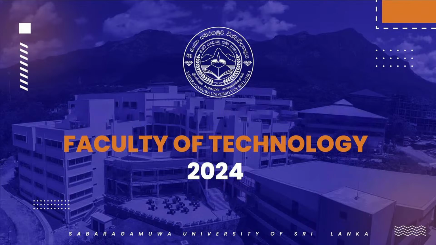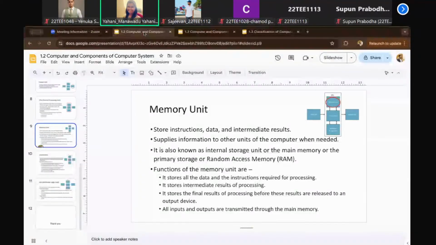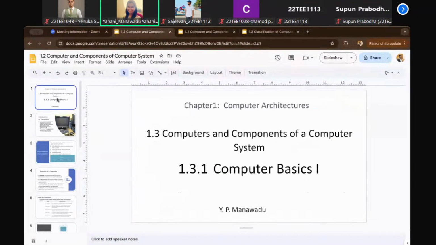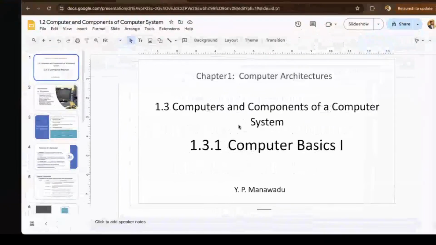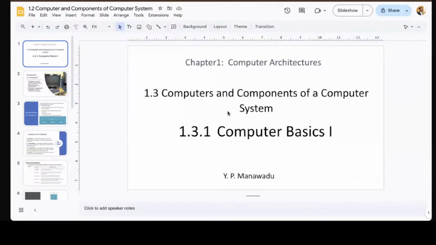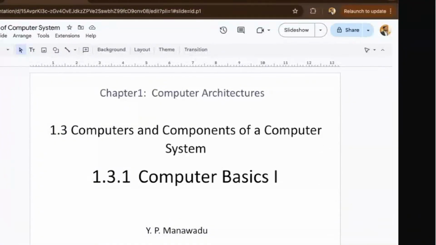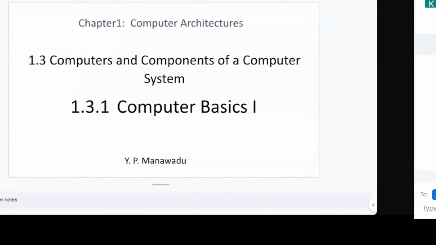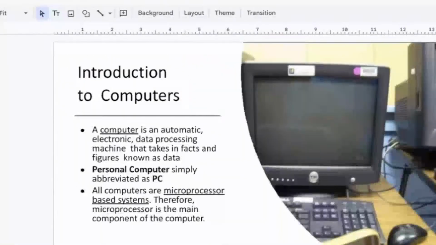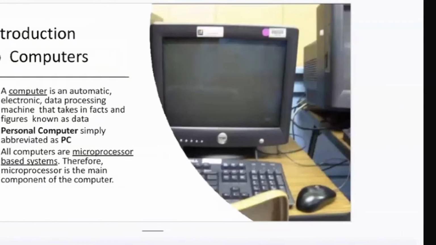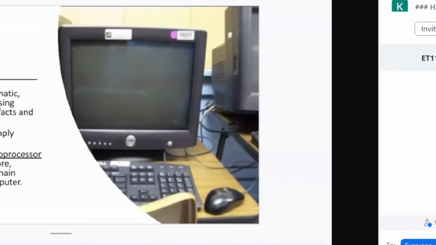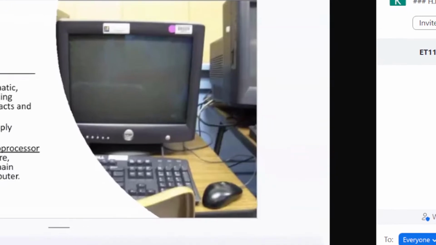Today we have to discuss about computer components. Okay. Can you see my screen? Today we have to discuss about computer basics, computer architecture, and computer basics. So in this chapter, we are discussing about components of the computer. Components of the computer mainly focus on the CPU, central processing unit. Okay.